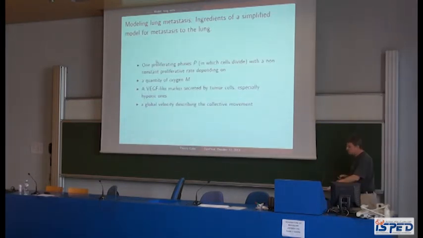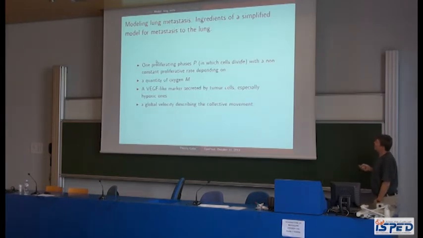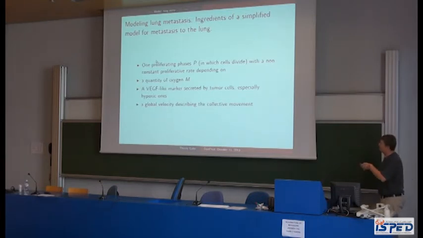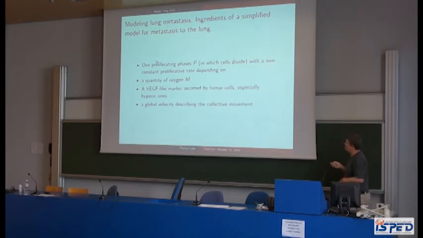So now let's go into the equation just to see how it looks. We take one class of proliferating cells that we call P. These are cells that can divide. So they divide with a non-constant proliferative rate, and this proliferation rate depends on the quantity of oxygen. Well, it's a summary of different factors. Let's call it oxygen, but you have some growth factors that can, of course, be responsible for the growth rate.